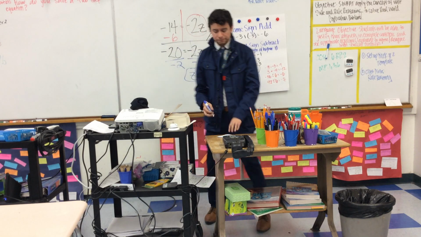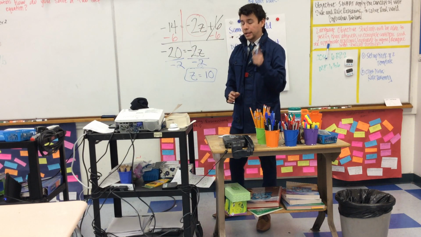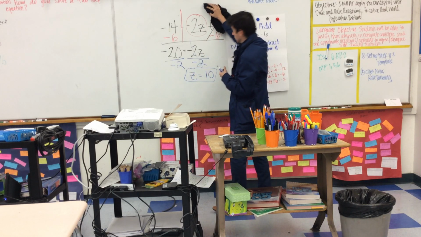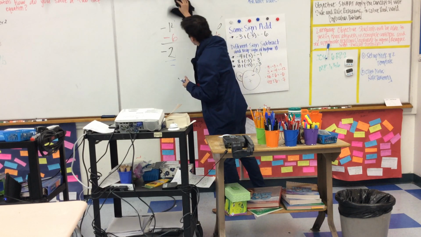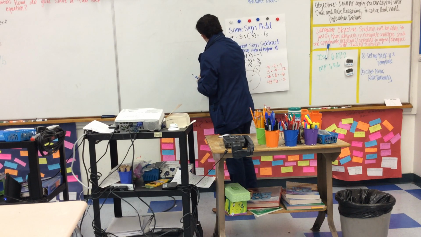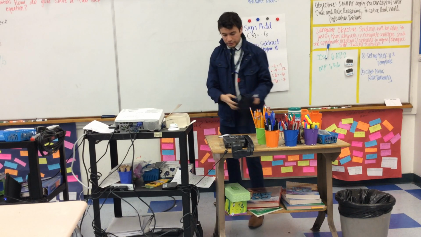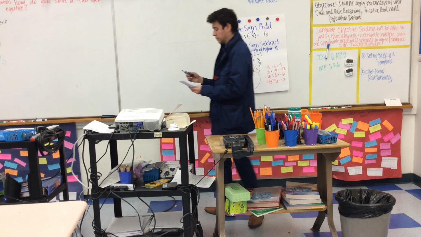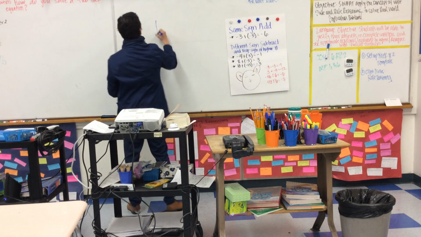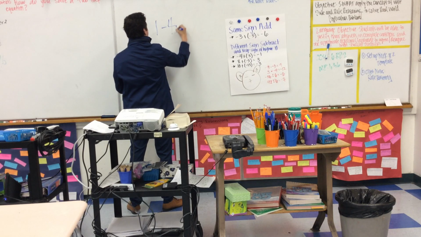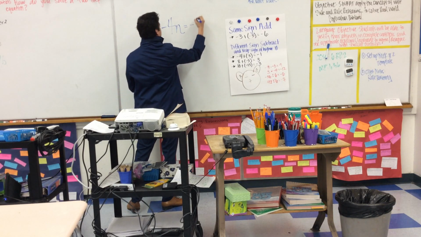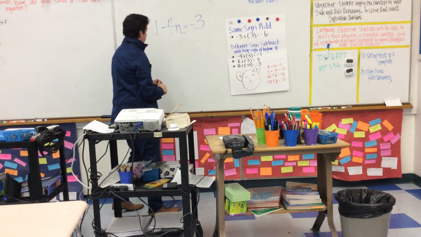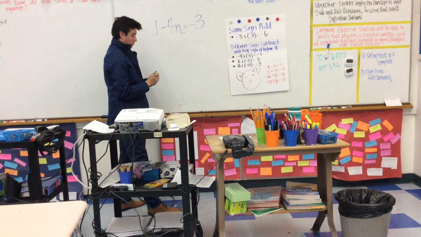Are you getting better at this? Let's try a couple more. You got this? Oh, well, sorry. I'm already erasing it. Okay. Let's see this one. Oh, yeah, this one's good. 1 minus 4n equals negative 3. Okay, here we go. This is an equation.